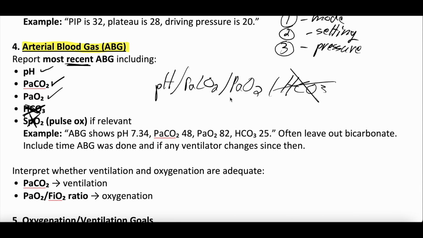All right. When you are interpreting this, just remember that the PaCO2 is a marker of ventilation, which is respiratory rate and tidal volume. The PaO2 is a marker of oxygenation, which is usually PEEP and FiO2. And we'll talk a little bit more about that.